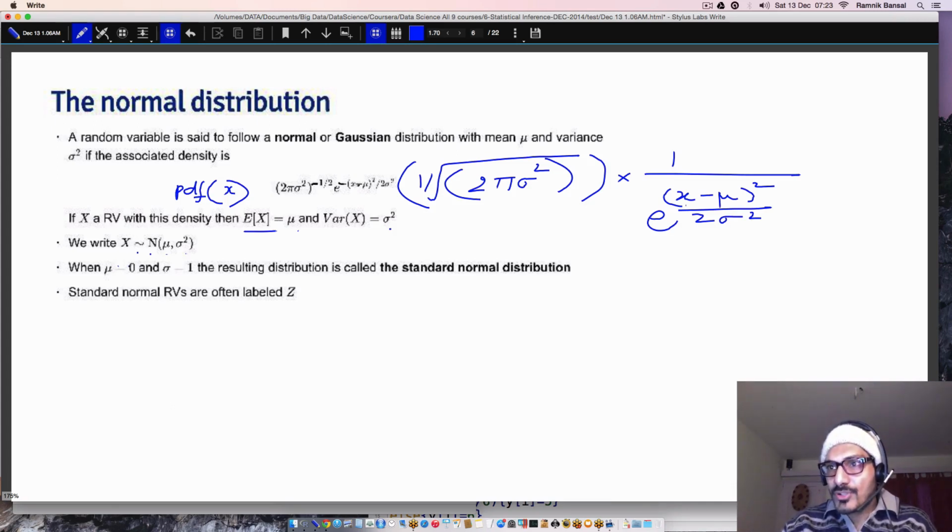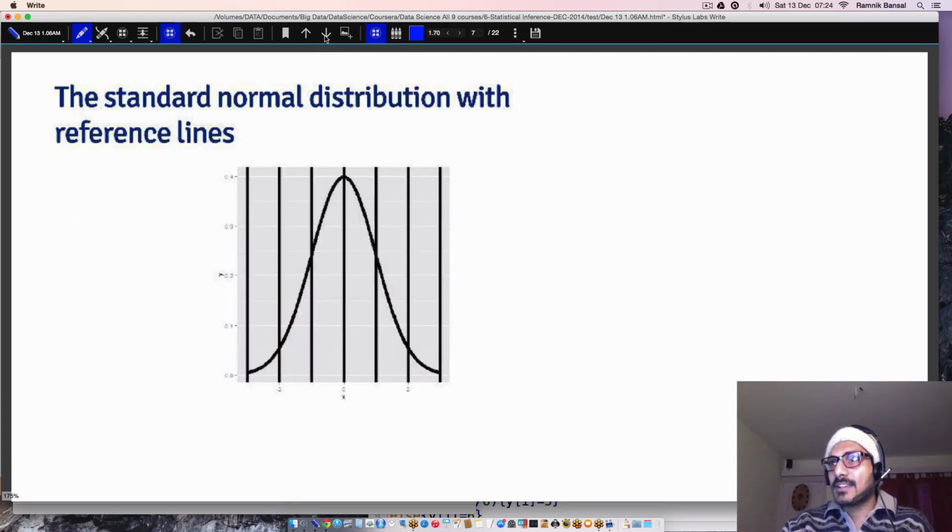Now when mu is equal to 0 and sigma is equal to 1, then this is called standard normal distribution. Standard normal variables are normally labeled as z. Typically we will label them as x, but in this case we will label them as z. Okay, and let's look at this now.